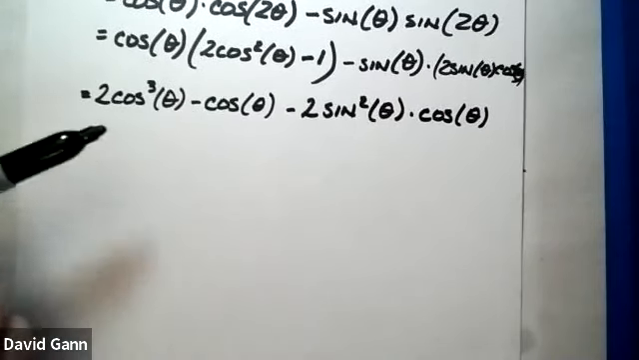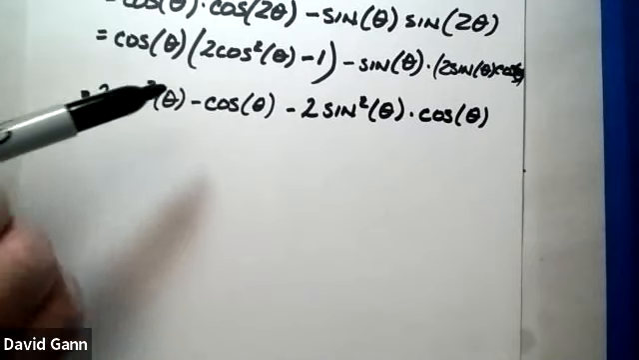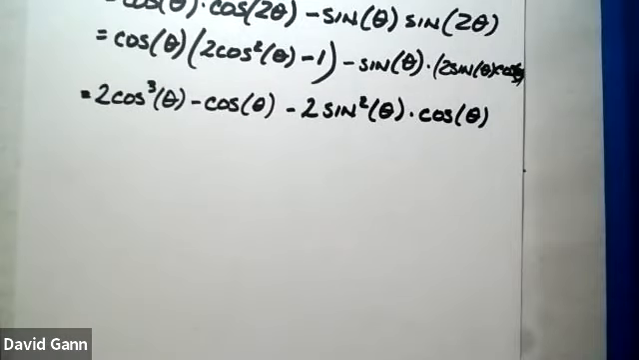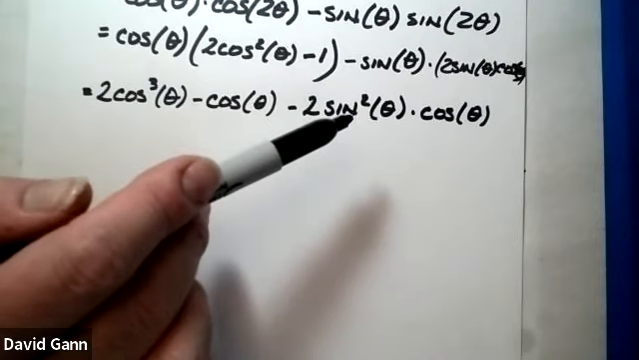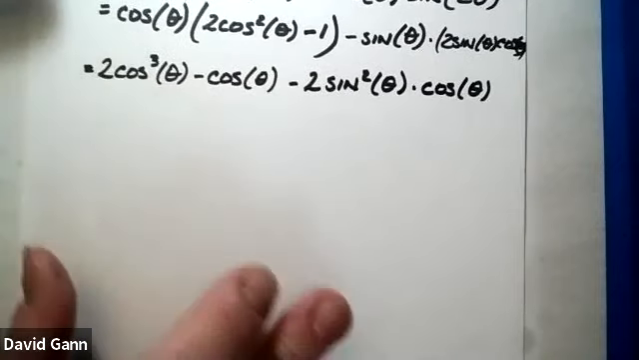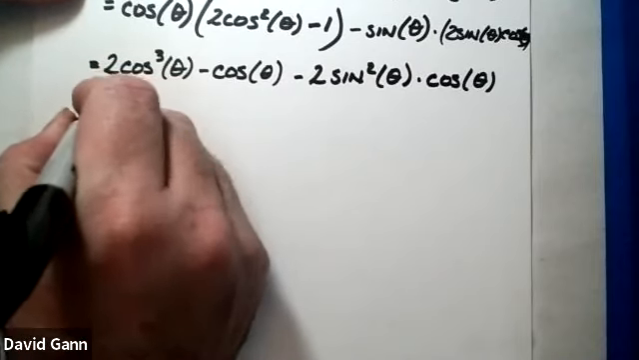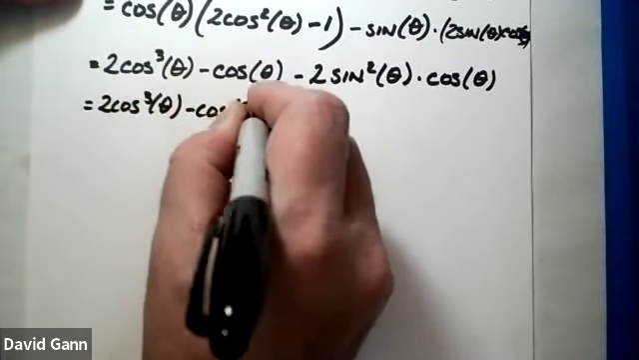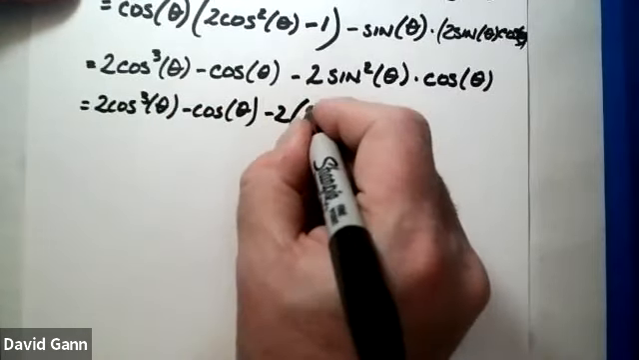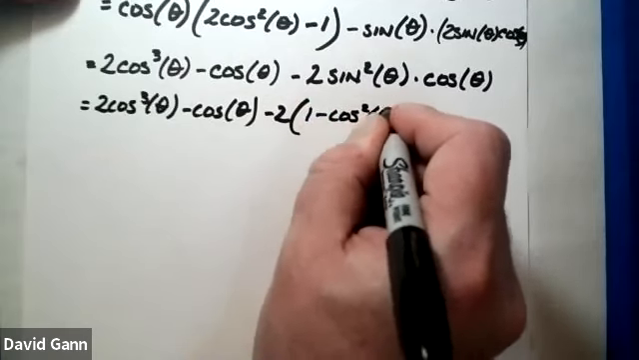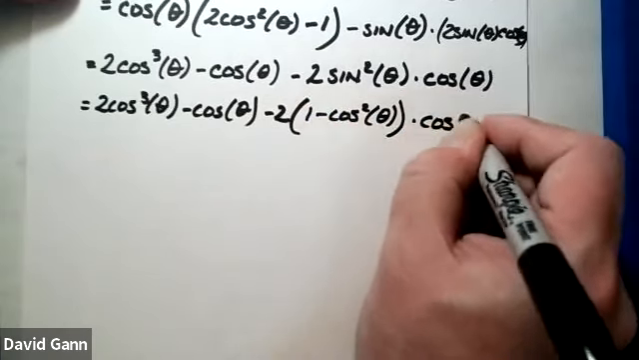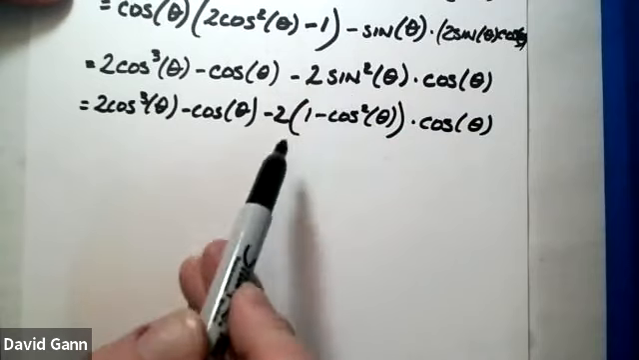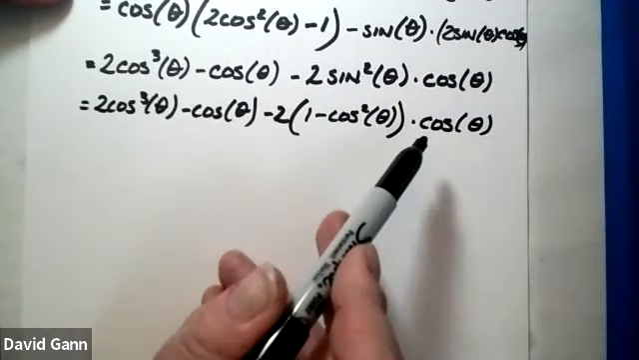Okay, so we're almost there because it looks like this formula, almost every single term is just cosine of theta. Now with some powers and maybe some coefficients, we got to do something about that sine squared term. So we're going to find a substitution that only involves cosine of theta. We have 2 cosine cubed of theta minus cosine of theta minus 2 times 1 minus cosine squared of theta times cosine of theta. Okay, so I've made a Pythagorean identity substitution here.